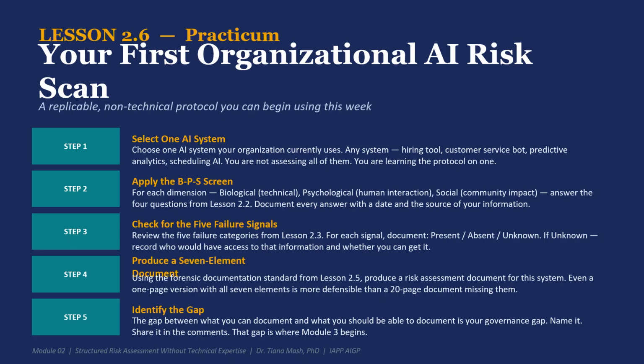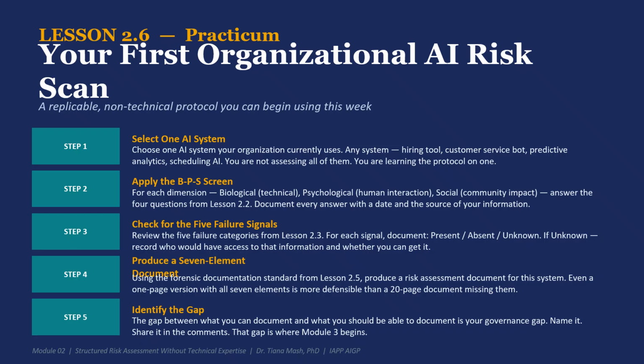Okay, so I want to give you an example just so I can make sure that we are all on the same page. A compliance officer at a logistics company selects the company's AI-powered route optimization system. She applies the BPS screen and discovers that she can answer all 4 B dimension questions from the vendor's documentation, 2 of 4 P dimension questions through driver interviews, and none of the 4 S dimension questions, because no one has ever assessed the community impact of routine decisions in a residential area.